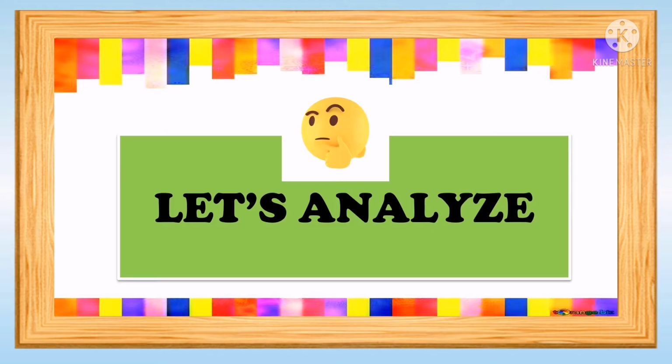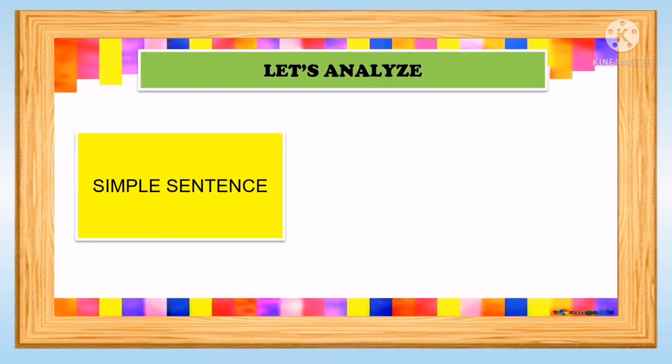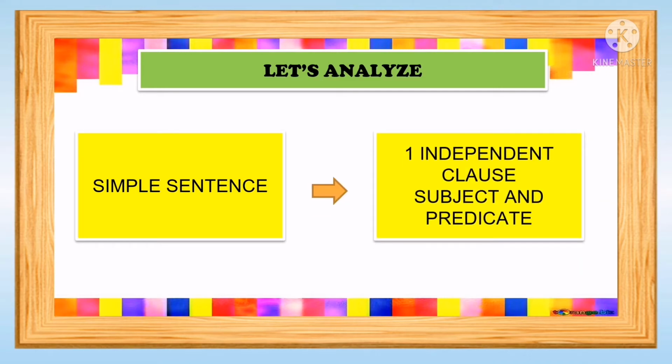Now let's move on to our main lesson and let's analyze the following. Are you ready? Let's pull up the next slide. Now, when we say simple sentence, this is composed of one independent clause. Again, when we say simple sentence, this is composed of one independent clause. And that independent clause consists of a subject and a predicate.